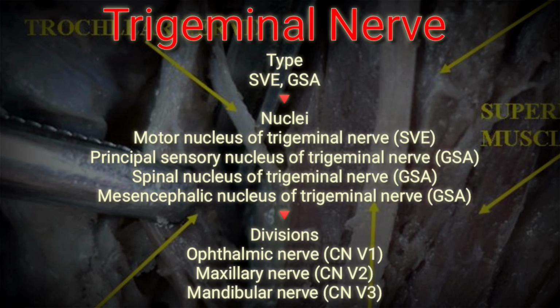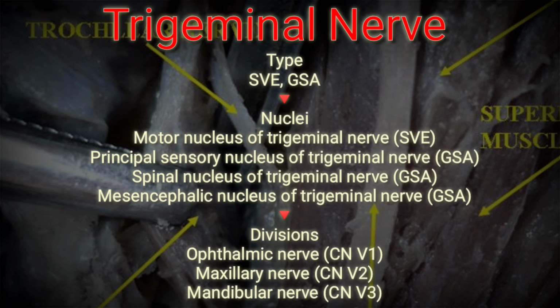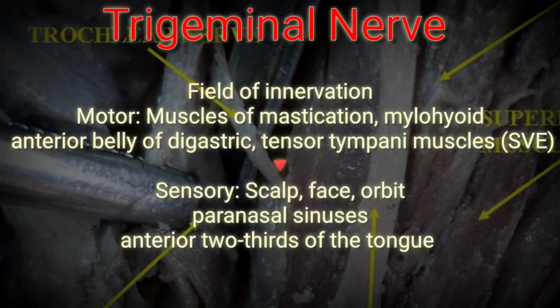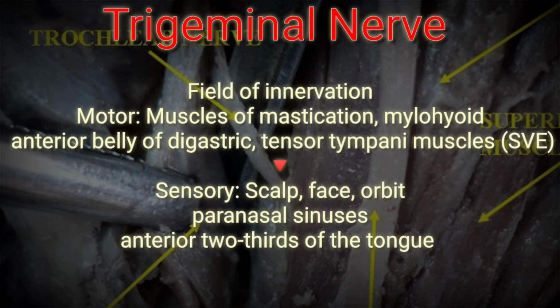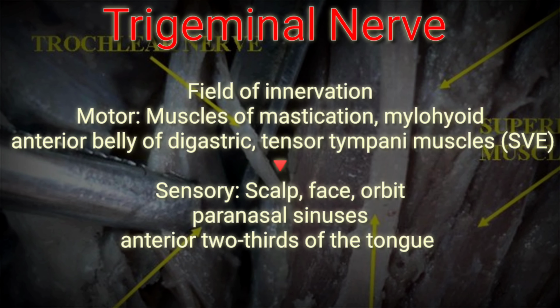The types include SVE and GSA. Nuclei: motor nucleus of the trigeminal nerve SVE, principal sensory nucleus of the trigeminal nerve GSA, spinal nucleus of the trigeminal nerve GSA, mesencephalic nucleus of the trigeminal nerve GSA, and divisions include ophthalmic nerve, maxillary nerve, and mandibular nerve. Field of innervation: motor, muscles of mastication, mylohyoid, anterior belly of digastric, tensor tympani muscle SVE, and sensory: scalp, face, orbit, paranasal sinuses, anterior two-thirds of the tongue, that is GS.